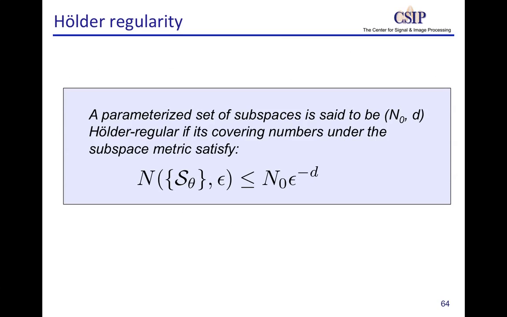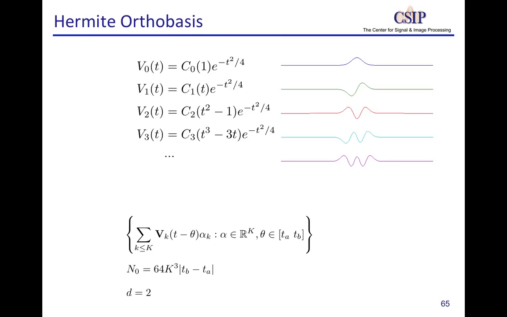So we say that a parameterized subspace is said to be N naught, d Holder regular if its covering numbers under this subspace metric satisfy the following inequality. This is the covering using the subspace metric, which is just the spectral norm of the difference of projections at a radius epsilon, and we're saying that has to be at most N naught epsilon to the minus d. So really the key fact here is that the covering numbers grow at most polynomially with epsilon, as epsilon goes to 0, essentially.